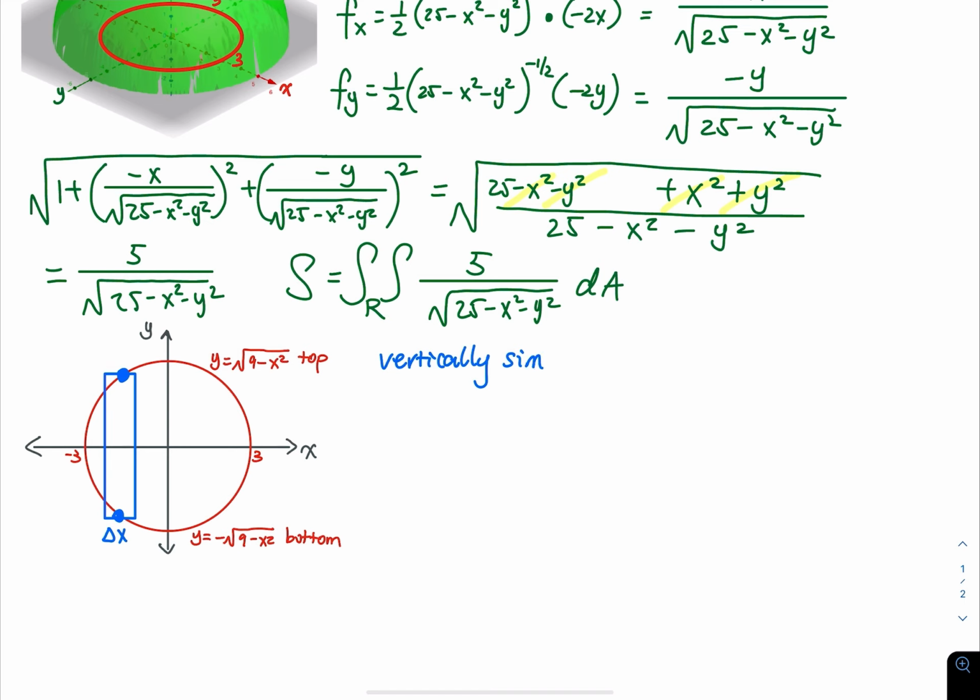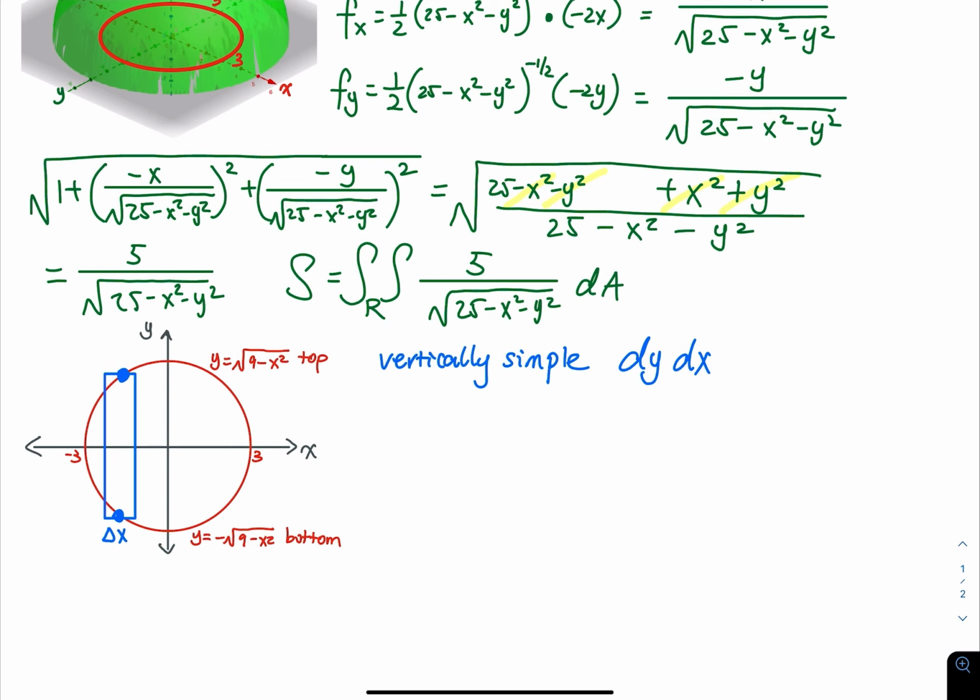simple. I don't know why they just don't call this a vertical rectangle instead of saying vertically simple. Whatever. That is a dy dx. How do I know it's a dy dx? Because this width, you calculate that using the x value. That's why it's a dy dx. So the delta x means x is the outer integral.